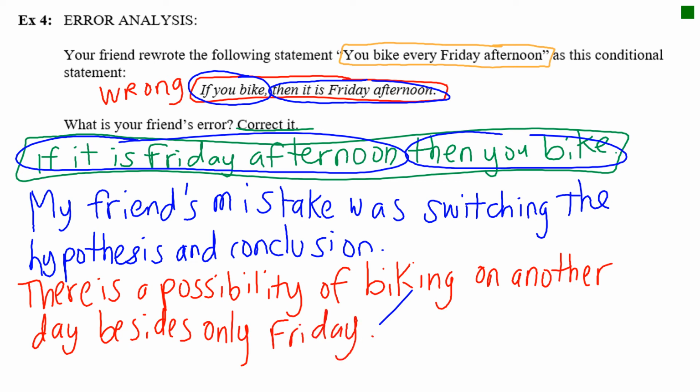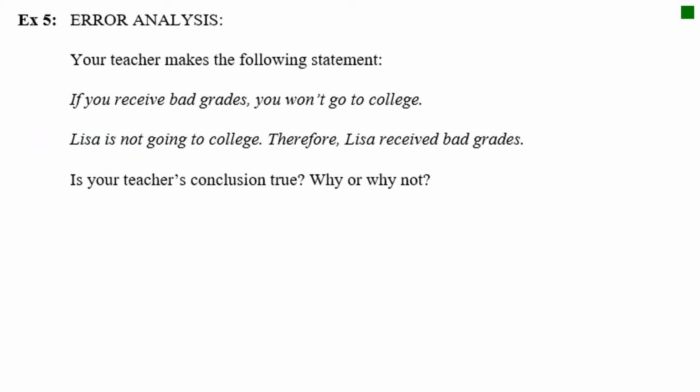Okay, so now we've officially corrected the mistake and we identified what was wrong with that. Example 5, error analysis. Your teacher makes the following statement. If you receive bad grades, then you won't go to college. Lisa's not going to college, therefore Lisa must have received bad grades. And then we're asked, if the teacher's conclusion is true, why or why not.